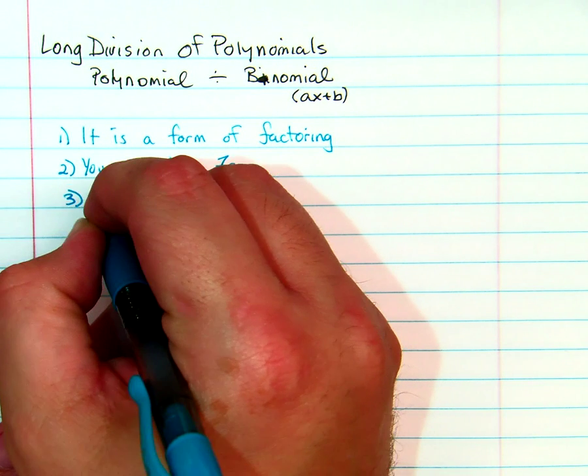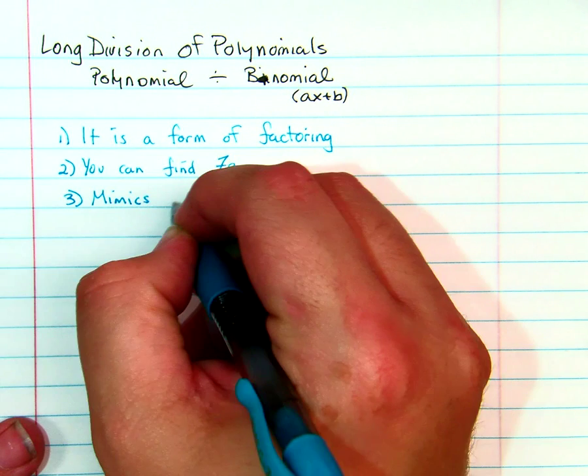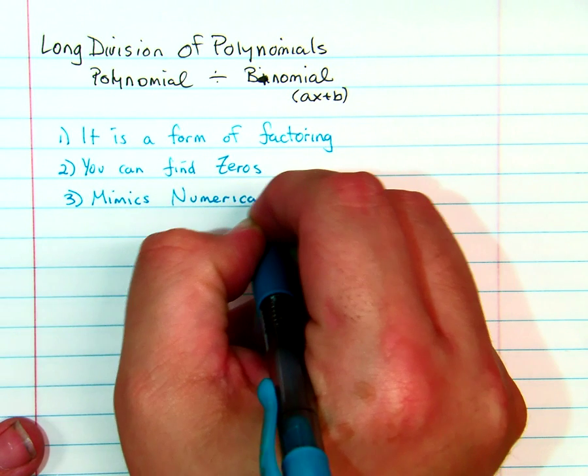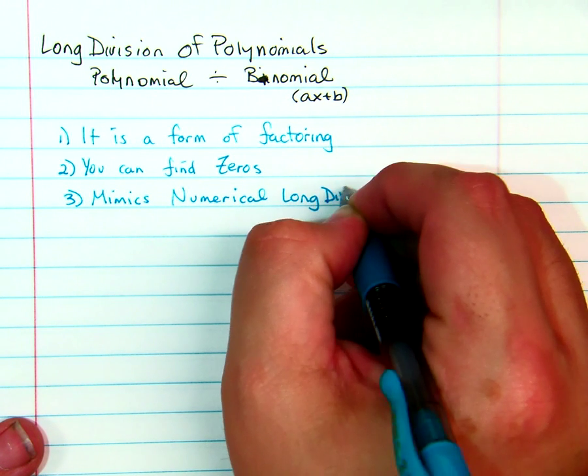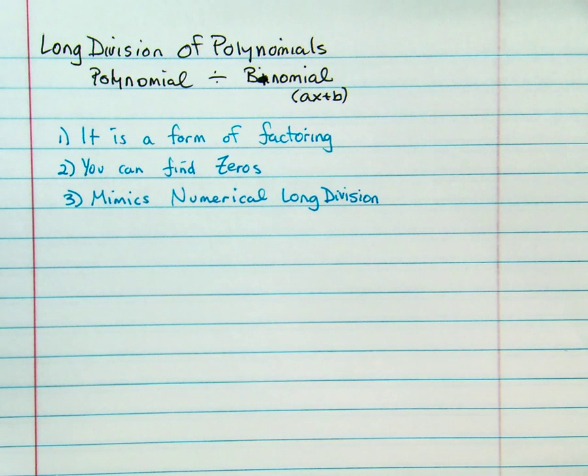Three, it mimics numerical long division, which means that long division that you used way back in the day when you were first learning division, this mimics that process. It's not exactly the same, but it does mimic what you do. So figuring out what you got to multiply a number by, and then multiplying it and subtracting and bringing down stuff. It's the same type of things, but now we're dealing with x's.